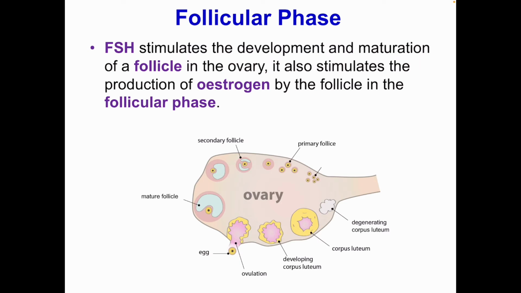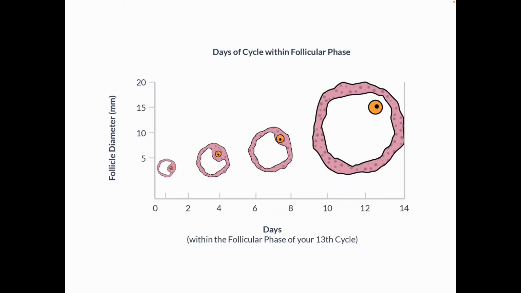FSH stimulates the growth and development of follicles in the ovary. It also stimulates the production of estrogen from the follicle during the follicular phase. This diagram shows how the follicle grows in size under the influence of FSH.